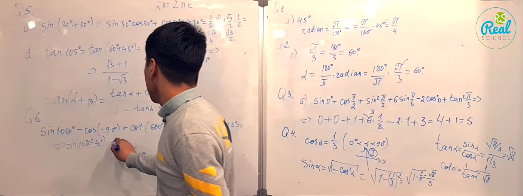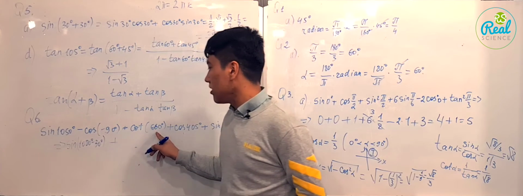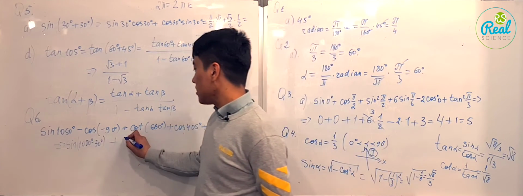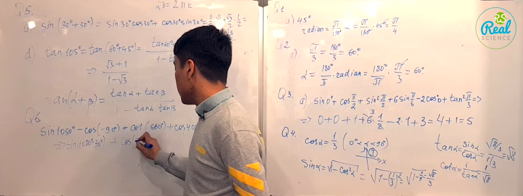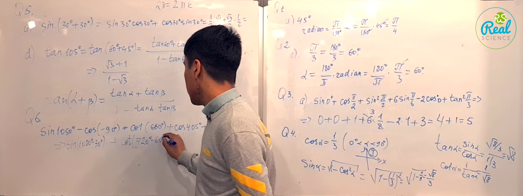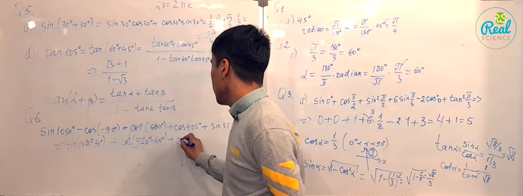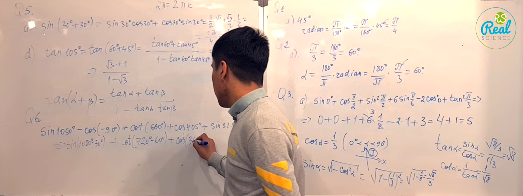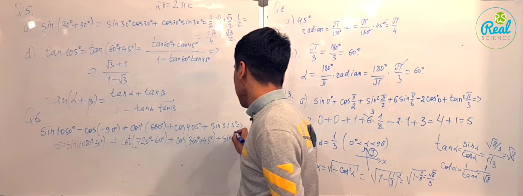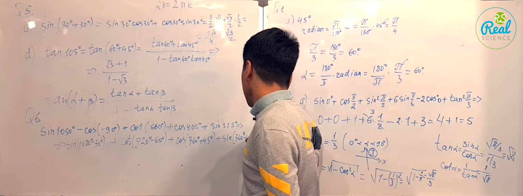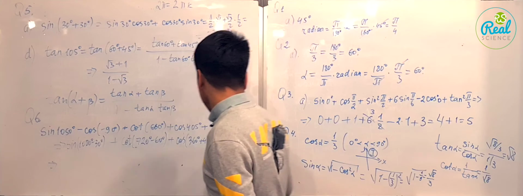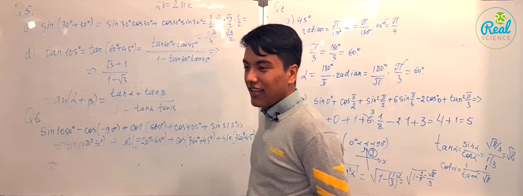Cotan 660, yeah, it's like this. Cotan 720 minus 60, and this one 360 plus 45. This one 360 minus 45. Yes, bingo. Okay.